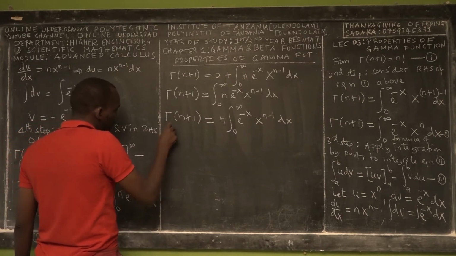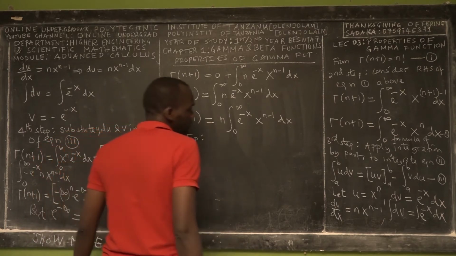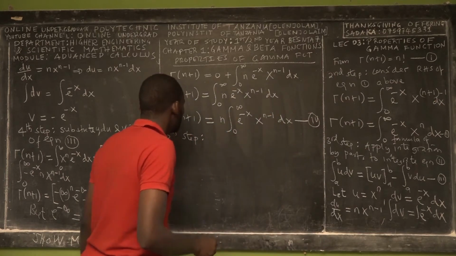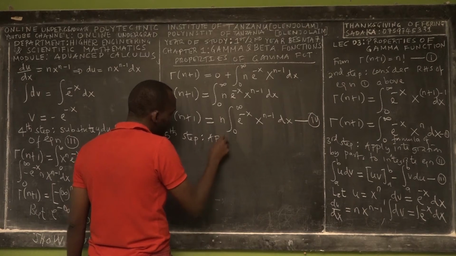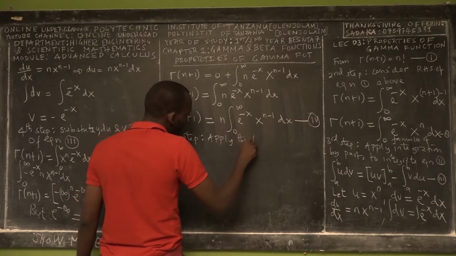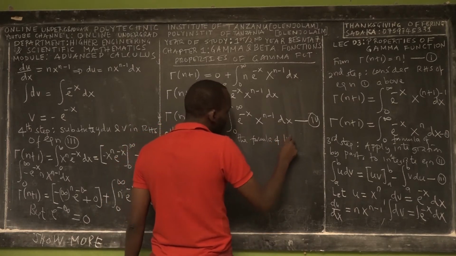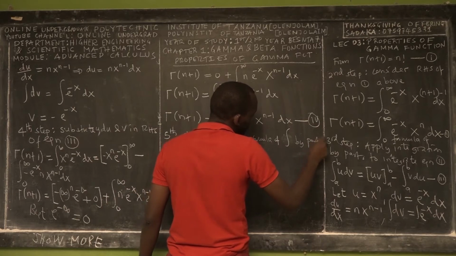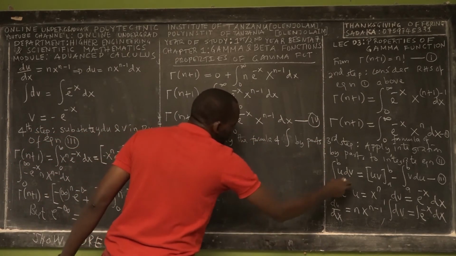So we go for the fifth step. The fifth step. So this was equation 3. So suppose that this is equation 4. So we say that we apply the formula of integration by parts. Okay, integration by parts, this formula.